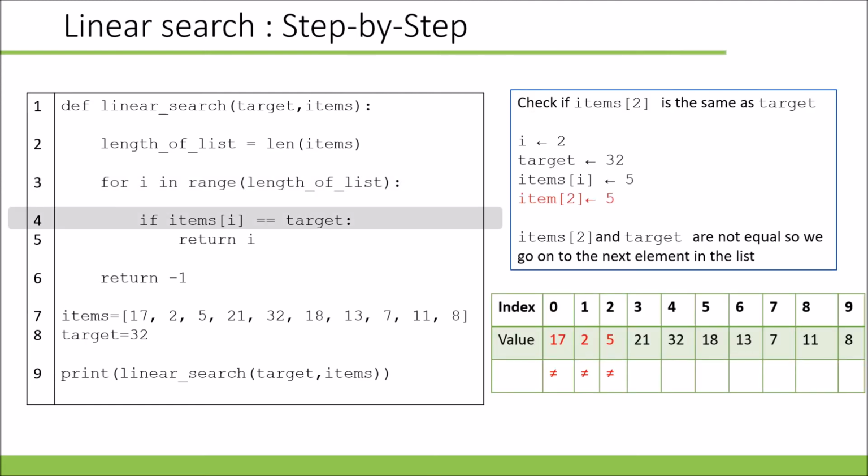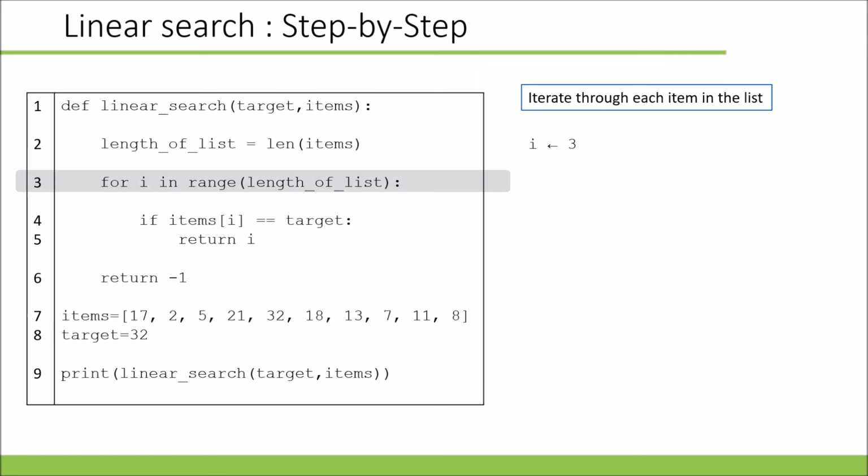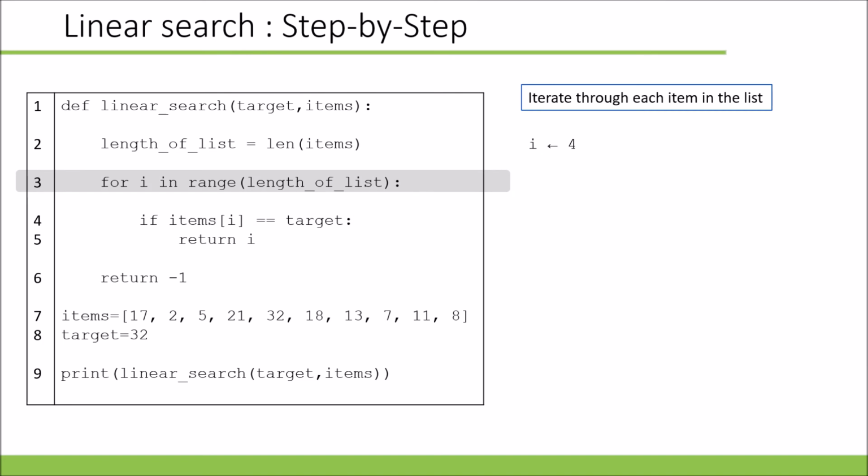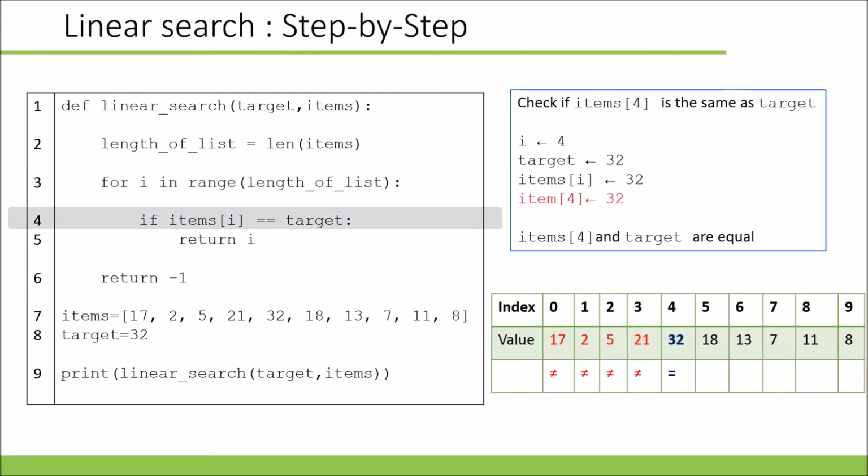Again we compare the value in index position 2 with 32, and they're different because the value in index position 2 is 5. So again we go back to line 3. Now we're in index position 3, which is the value 21. We compare that with the target value. Again, they're different. So now we go back to line 3. Now we're in index position 4. The value in index position 4 is 32, and we compare that with the target value.